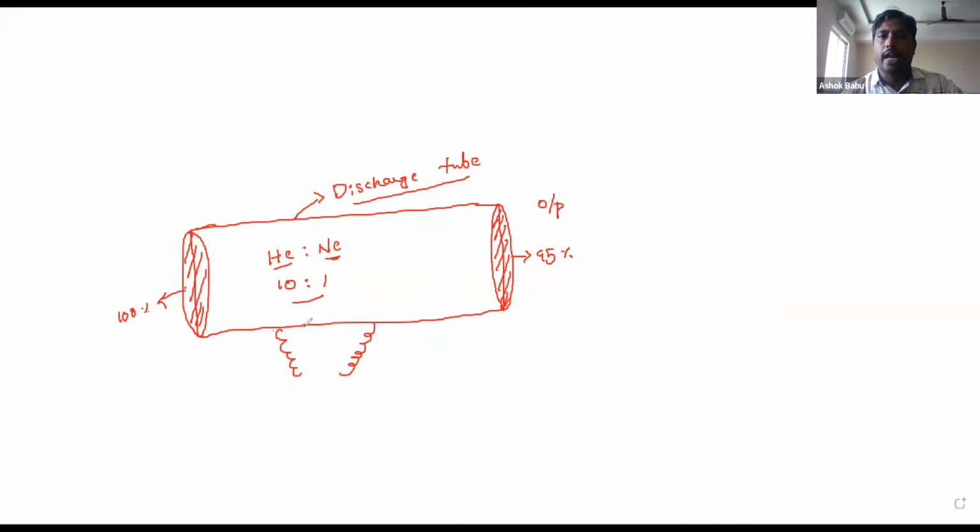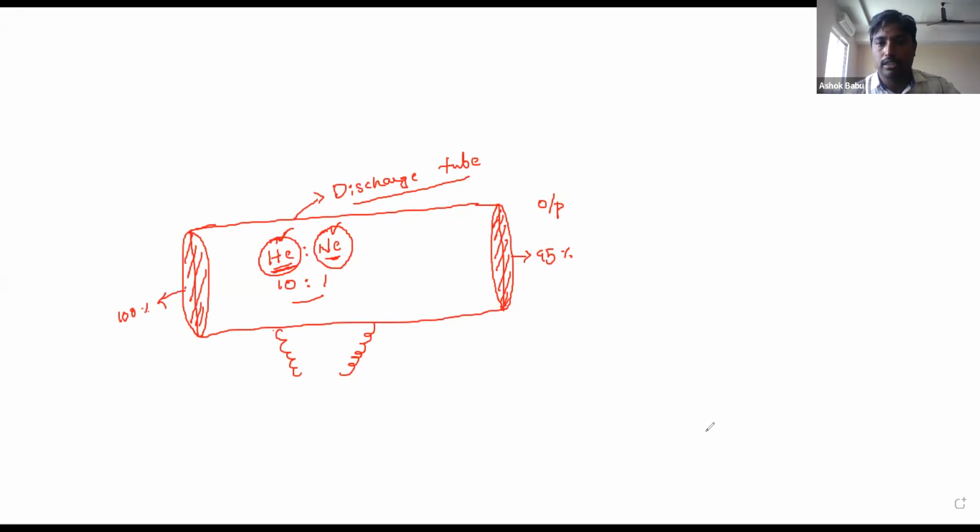Okay, coming to the energy level diagram. Here instead of one energy level diagram, we have two, one for helium and one for neon. The active particles are only the neon particles, because the laser transition occurs in the neon energy levels. Helium particles are used to excite the neon particles from the ground state to the excited state. They are not directly involved in the laser transition. They only play a role in exciting the neon particles to the higher energy state.